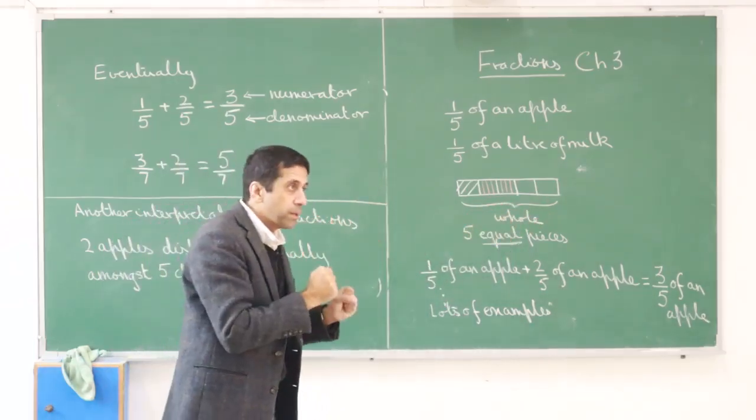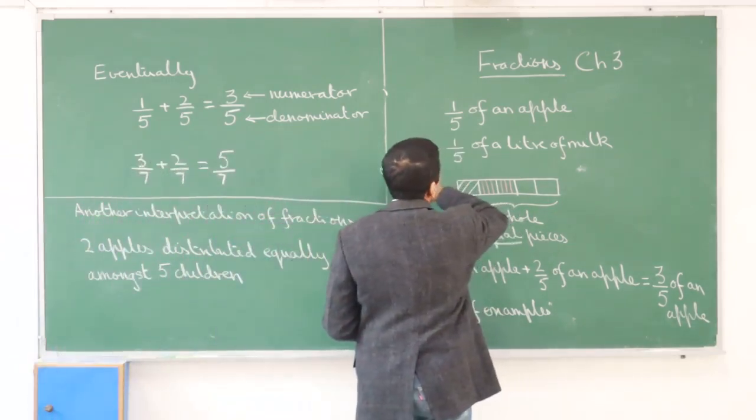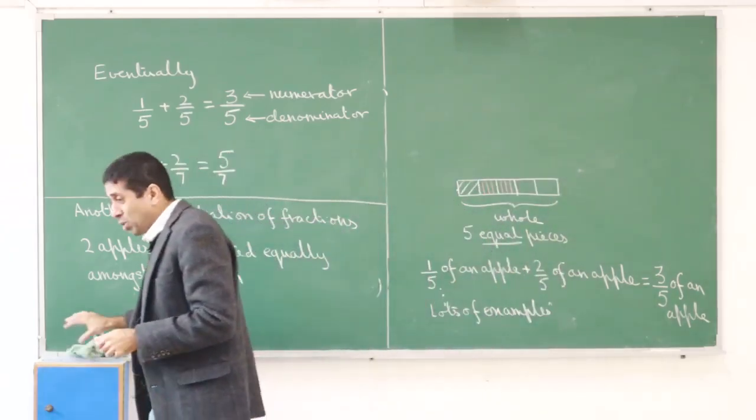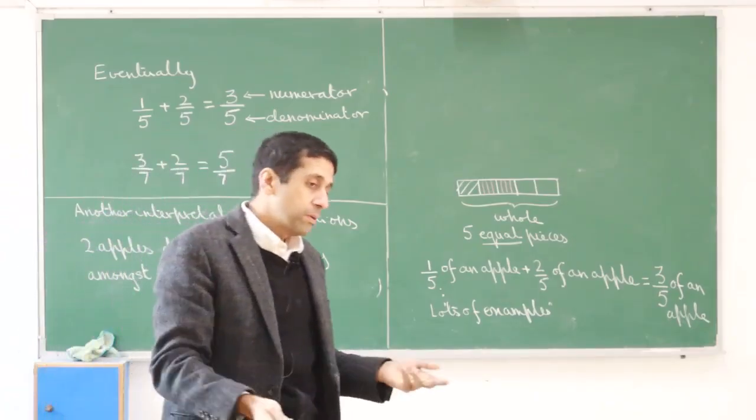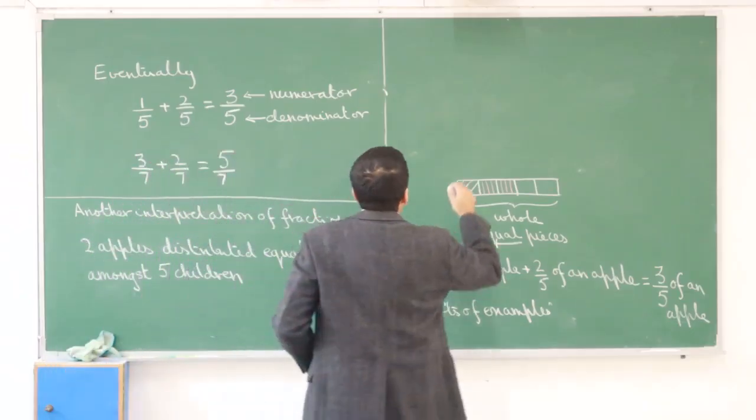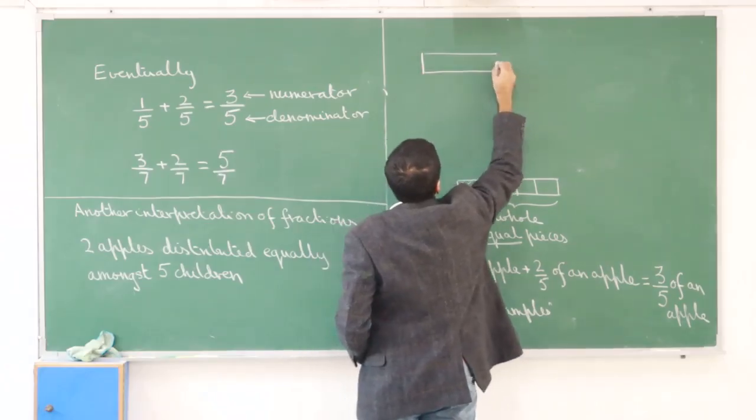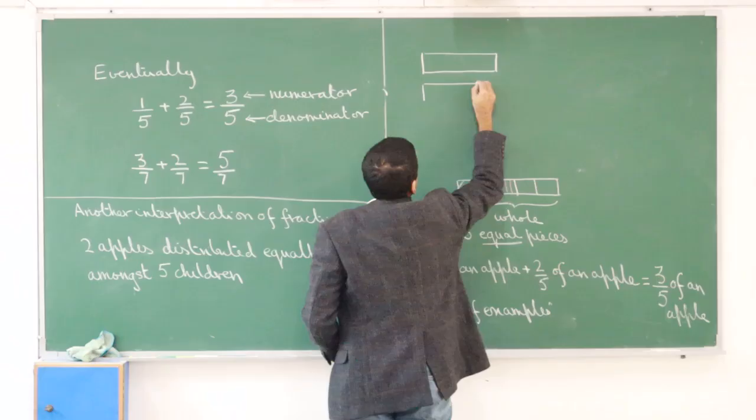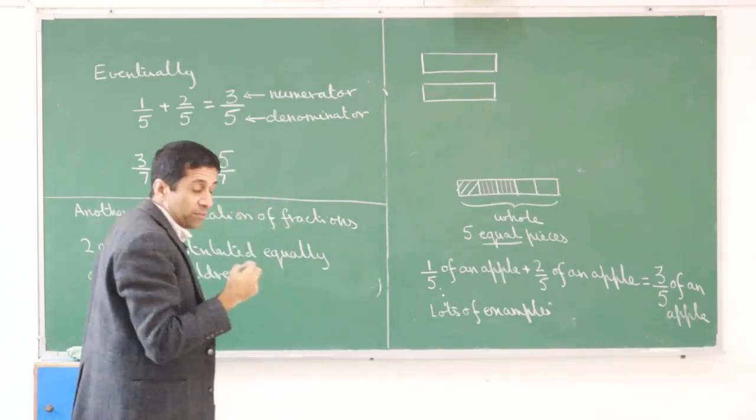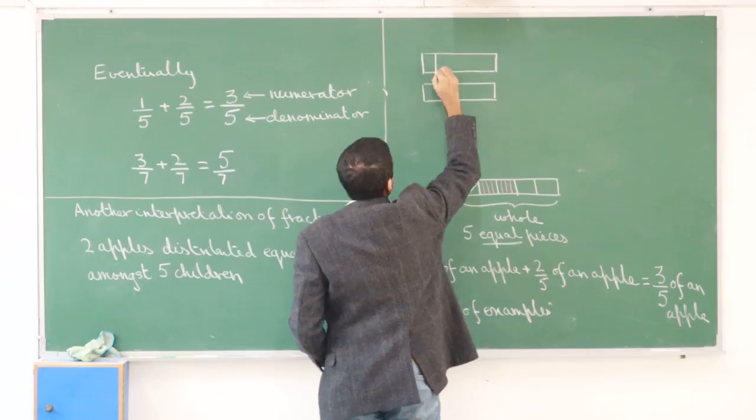That was 2/5, right? But now we have a different interpretation that I want to talk about. Now I have 2 apples, and I want to give them to 5 children. I can't give 1 apple to 5 children, that's not possible. I have to chop up the apple into small pieces. So here are the 2 apples. The apples look very nice and rectangular. And I have to give them equally to 5 children, so I'm going to break them up into 5 equal pieces.